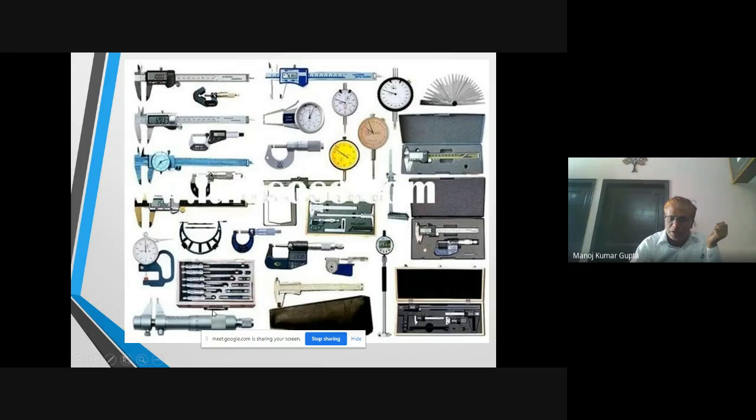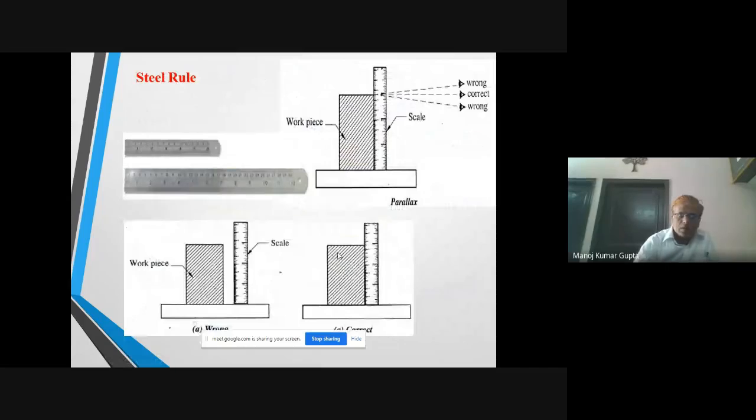So all these instruments are shown in this PPT. This is steel rule. We all know this is the workpiece and this is the scale, and what is the method to measure the distance? Suppose this is the mark, and we should be in front of this, correct? If we see from the upside or downside, then there may be some error, and that error is known as parallax error. So we should be in front of the arrow, then only we can take the reading.